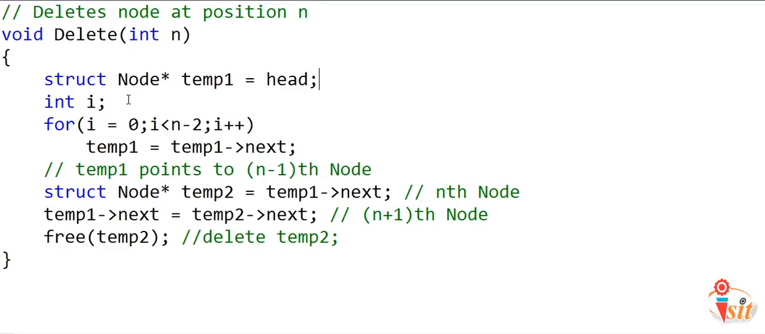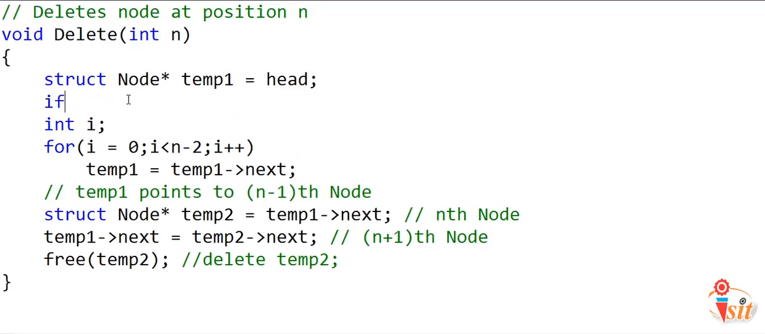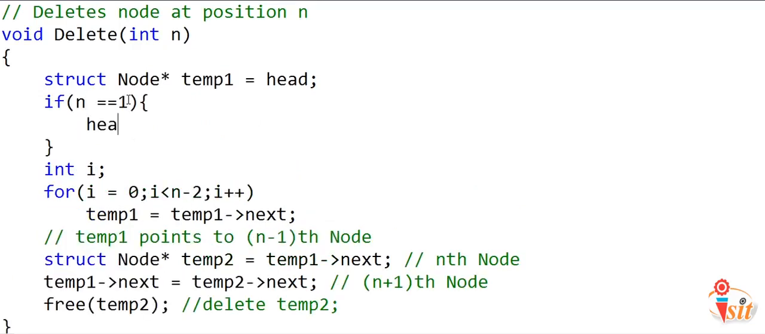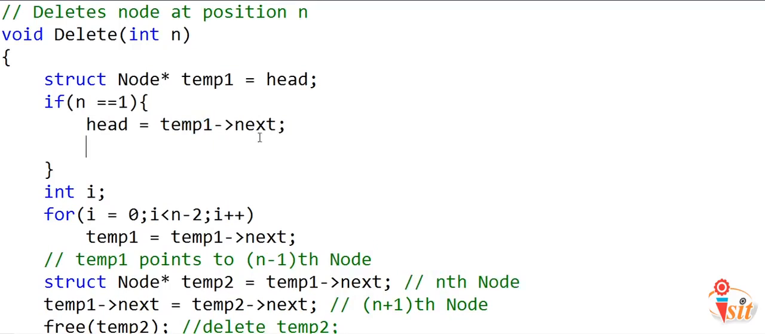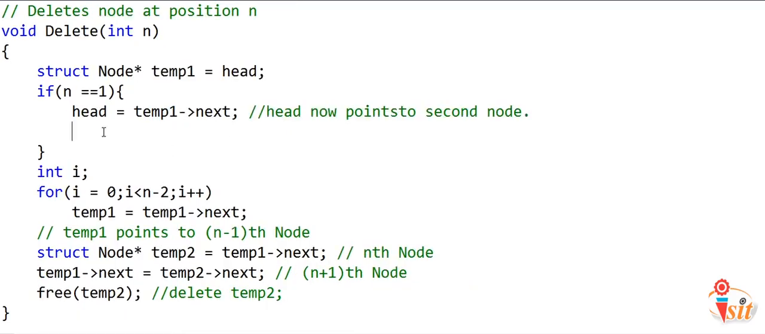We have not handled one special case, when we want to delete the head node. So if n is equal to 1, then we just want to set head as temp1 dot next. Temp1 is right now equal to head, and now head has moved on to point to the second node, and temp1 still points to the first node. So links are fixed, and we can free the first node, which is now detached from the linked list because head is now pointing to the second node. Okay, so this is our delete function.